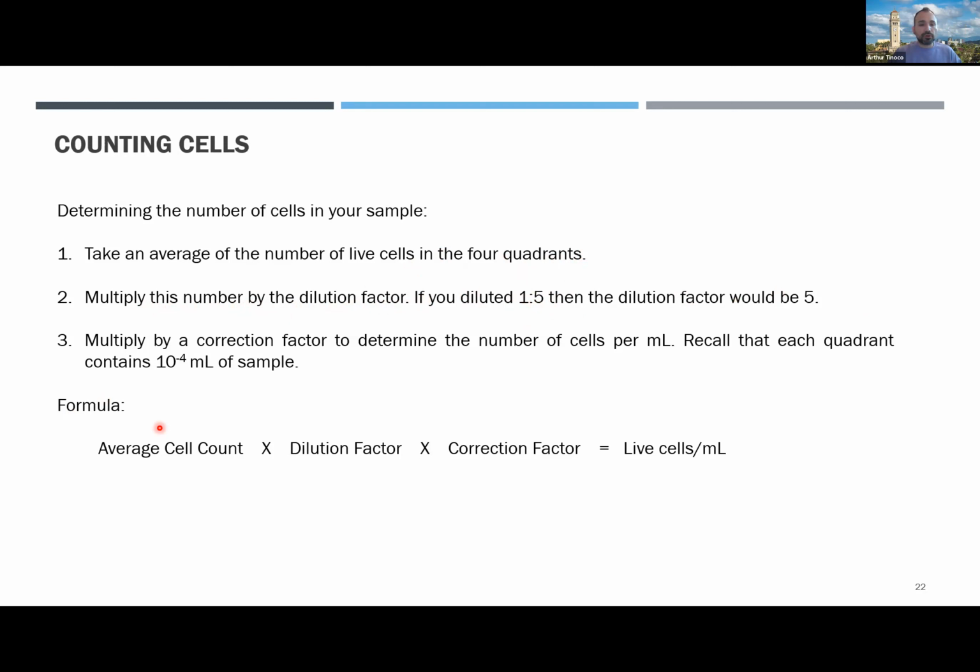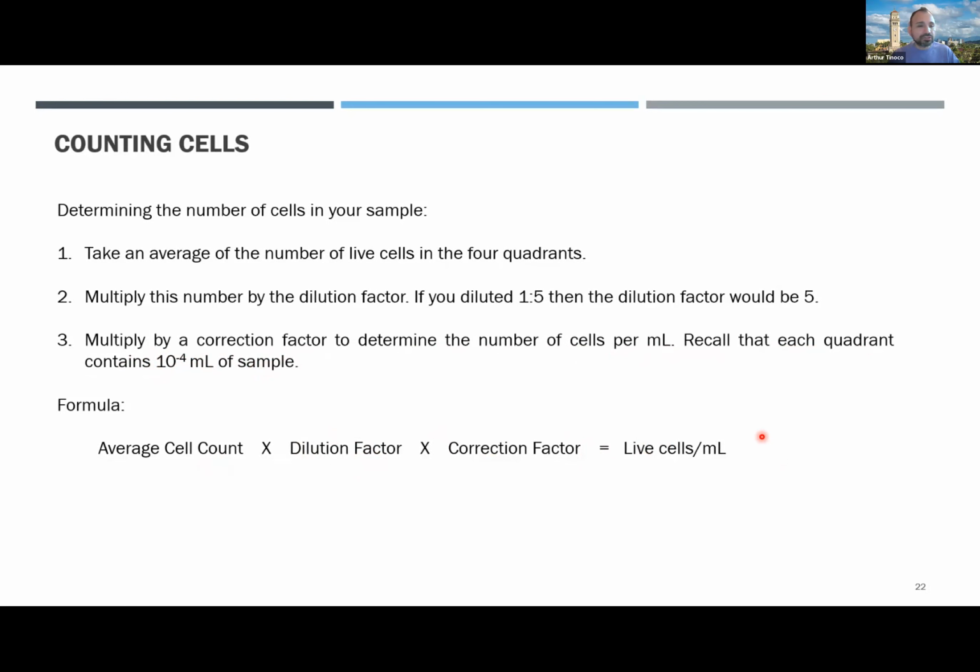So we're going to use a formula down here where the average cell count, and that's the average of the cells in the quadrants, times that dilution factor 5, times there's going to be a correction factor. Okay, what is that correction factor? Well, you multiply by a correction factor to determine the number of cells per milliliter. And recall that each quadrant contains 10 to the -4 milliliters of sample. And what we want to know is how many live cells do we have originally in that mother stock in terms of milliliters. All right, so we're going to take the numbers that we have.